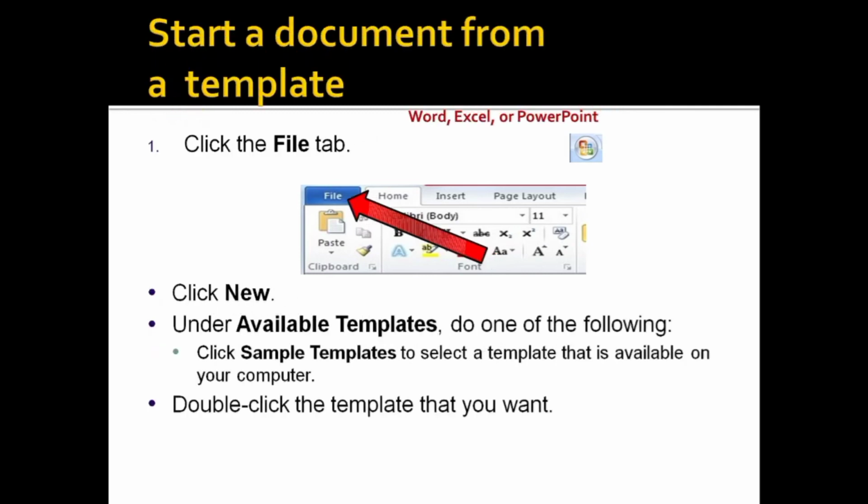Okay, the next is start a document from a template. So what is a template? A template is a pre-written document, or you can say a demo document which is given to you for your practice. So for that, what we have to do, we just have to click on the file tab, then click on the new option. Under the available templates, do one of the following. You can select the sample template, to select a template that is available on your computer, or you can double click on the template that you want. Okay, you have two ways.